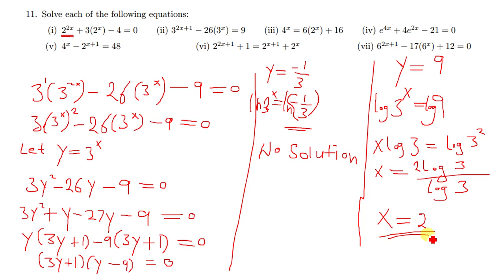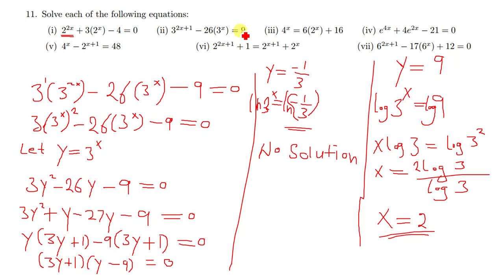Okay, so you can try to put 2 there, see if you are going to get a 9. So this will be 4 plus 1, you get 5. 3 raised to power 5 minus 26 times 9, see if you are going to get 5. So basically this is how you solve such questions. Let me just do the last question there.